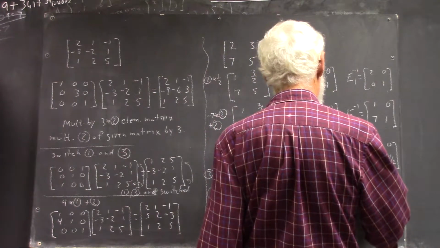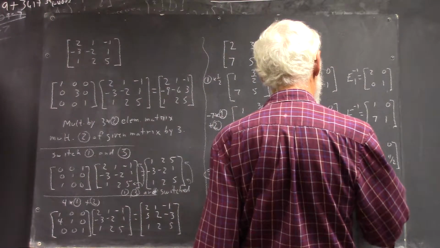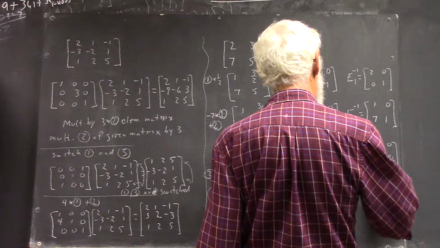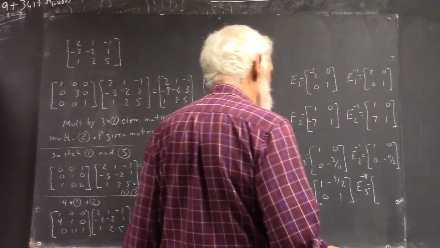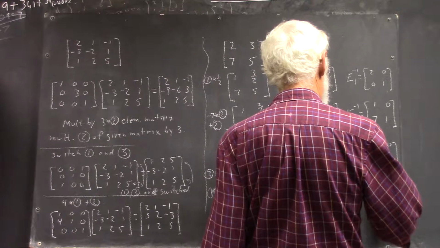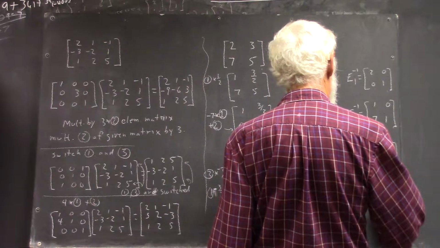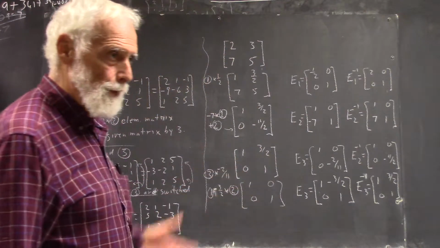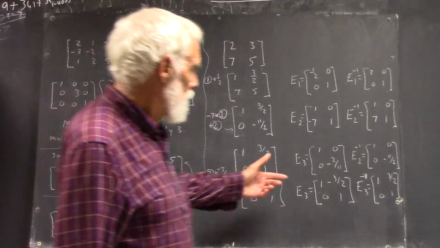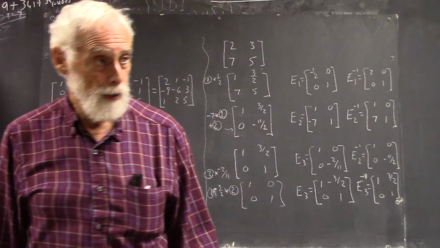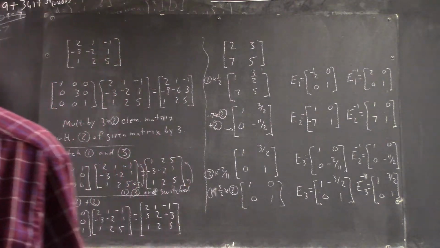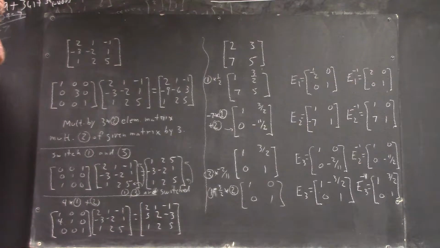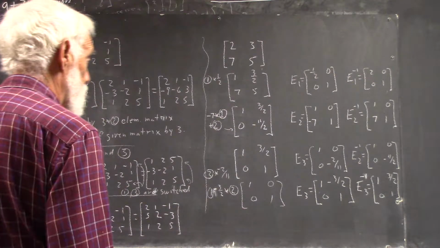And E3 inverse is what? It's 1, 3 halves, 0, 1. Well, we add 3 halves of the second row to the first. Again, check, multiply these two, make sure you have the identity, make sure that you're on the right track. You can't necessarily do that at every step when you're doing a bigger matrix.